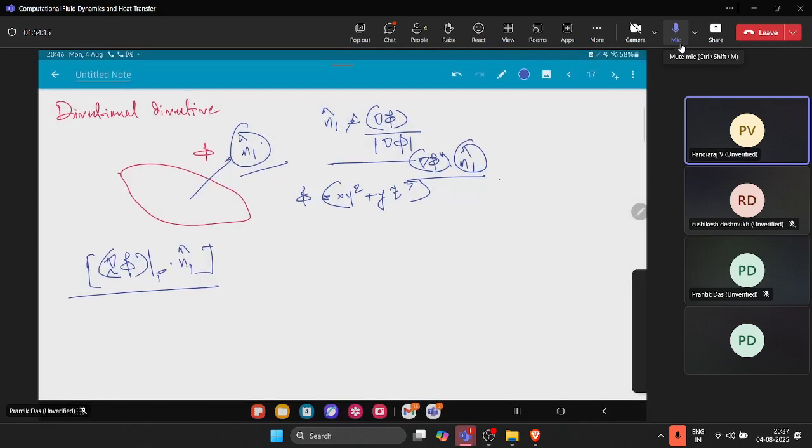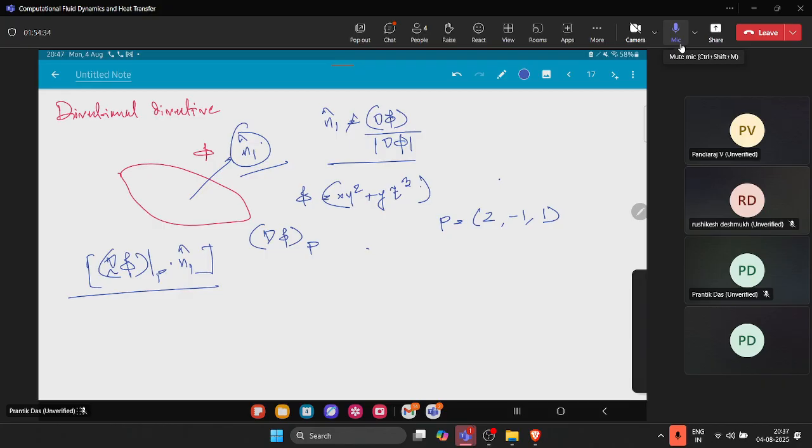Okay. So this is a problem itself. So x square plus yz cube. So what you have to do is find out the gradient of phi at point P itself. So now your P is 2, minus 1 and 1, and your n1 cap is I cap plus 2j cap plus 2k cap. So I think you can pretty much easily find it out. Yeah, I think you require some 5 minutes to do it. So you do it and then you ping. Okay?